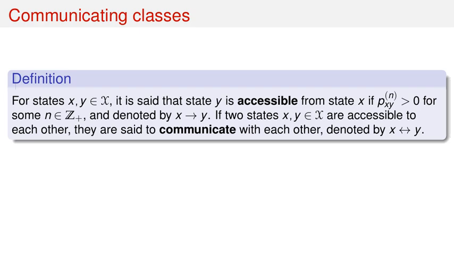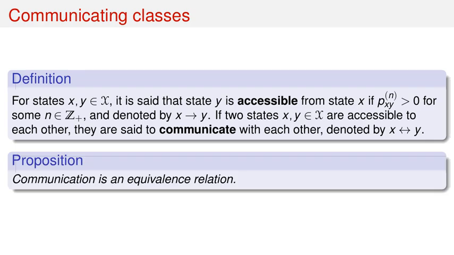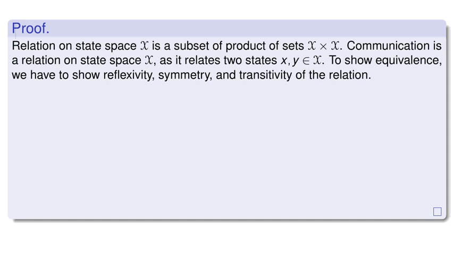Now, if two states x and y in script X are accessible to each other, meaning x is accessible from y and y is accessible from x, then we say these states communicate with each other. This is denoted by x left right arrow y. An important property is that communication is an equivalence relation. Let's walk through the proof.